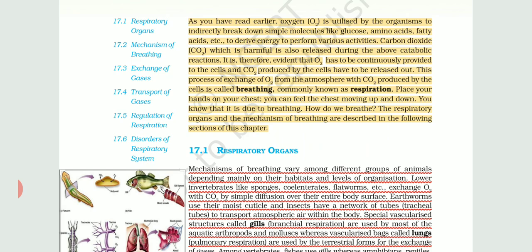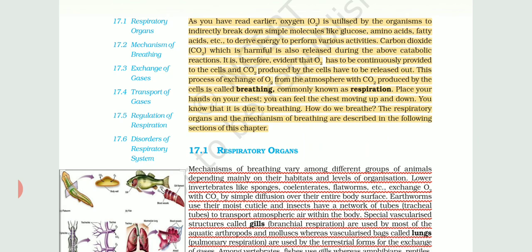So it has to perform various activities to deliver energy from them. So that's why respiration is very important. Now, if we talk about carbon dioxide that is released during the respiration process, our body cannot store that carbon dioxide because it is harmful. So it needs to be removed out of the body.